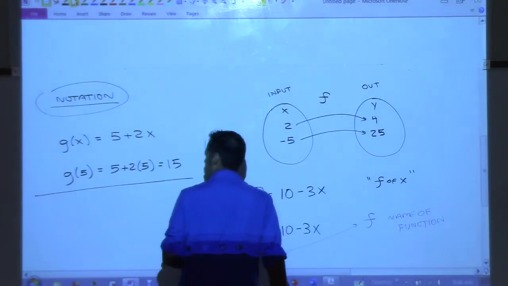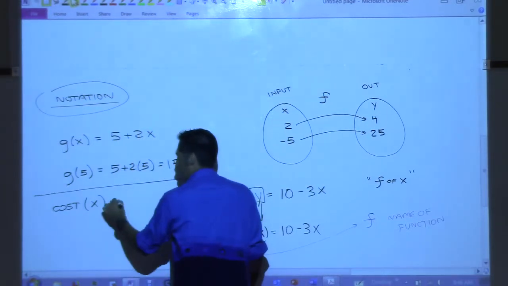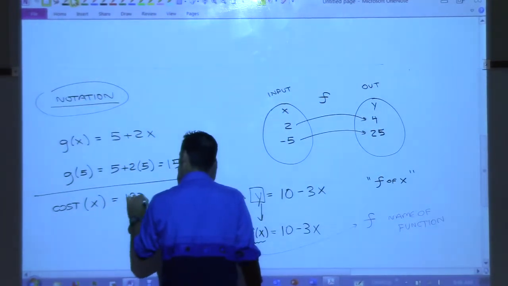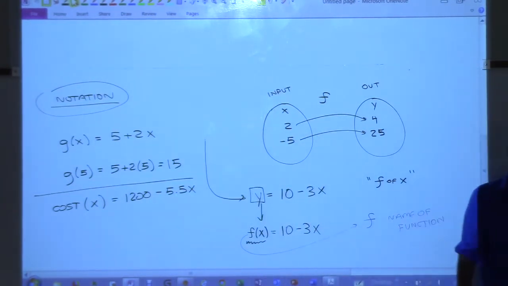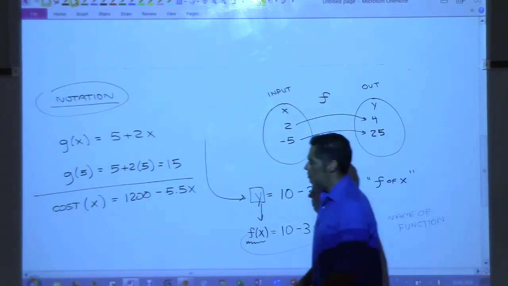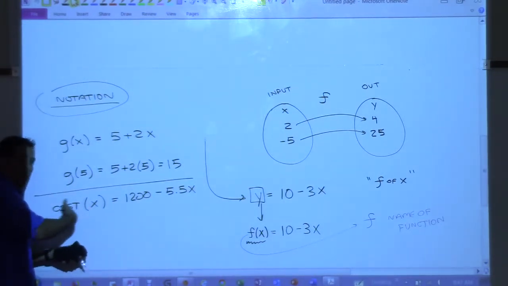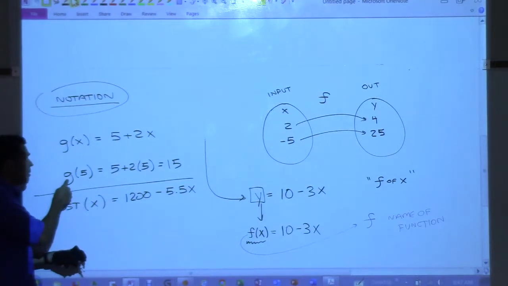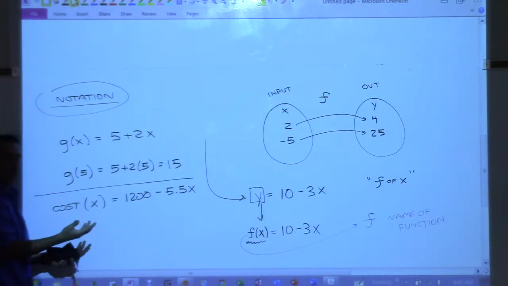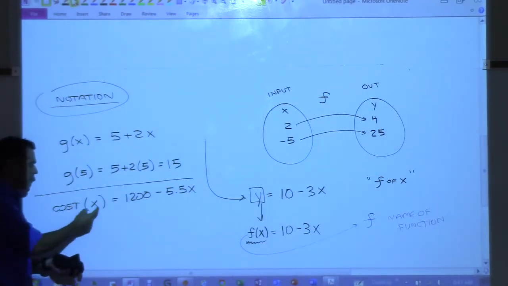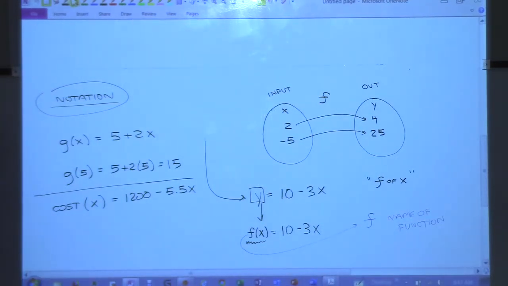Here's another one. So this is another function, right? How do you know it's a function? Because I used the notation. This is the notation we use for functions. Here it was g, and then parentheses x. Here, what's the name of this function? Cost. So this would be the cost function. And again, you know it's a function because I used this notation as opposed to just putting y equals something. All right? Okay.